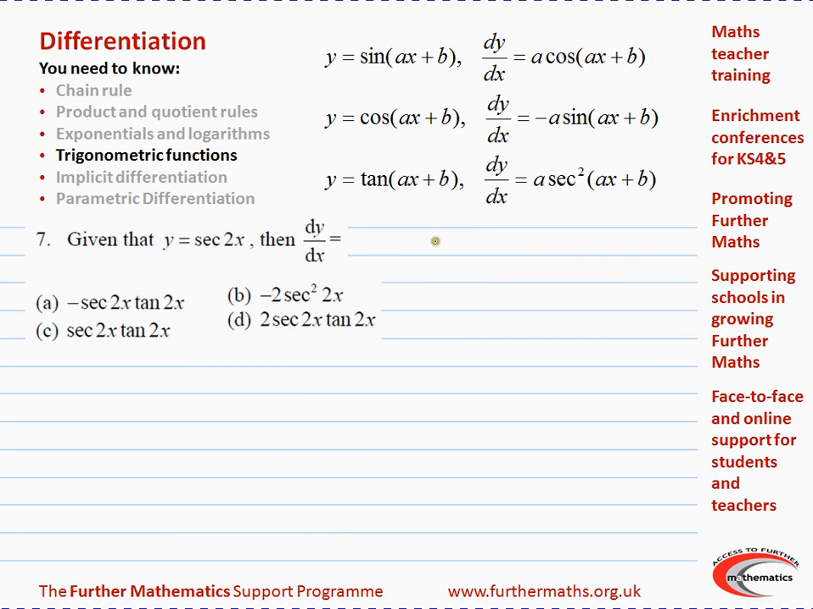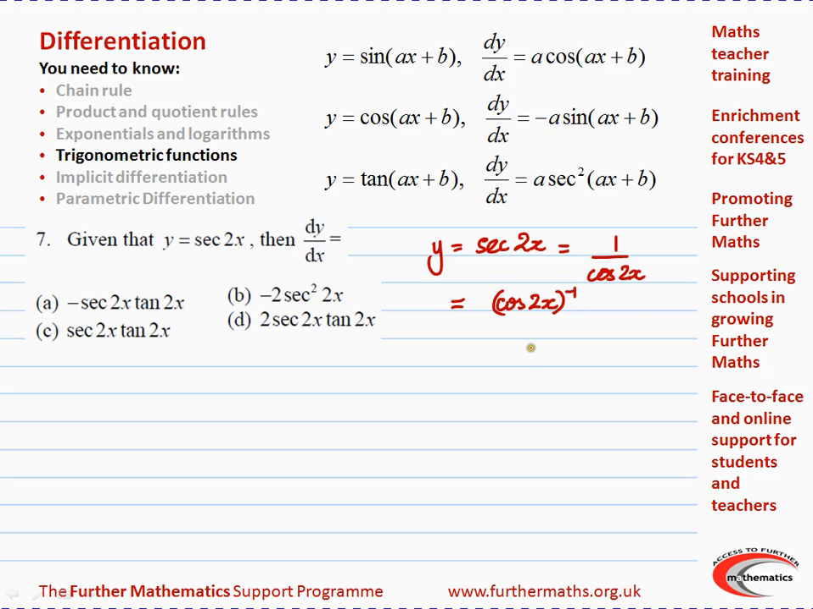We've then got sec 2x in this case, and we've got to find dy by dx. There are some standard derivatives for sec and cosec and cot. We're going to work this through using a little bit of chain rule. If we know that y equals sec 2x, that's the same as 1 over cos 2x. We can either do this using quotient rule, or we can use just chain rule on its own. I'm going to use the chain rule here. I'm going to rewrite that as cos 2x to the power of minus 1.